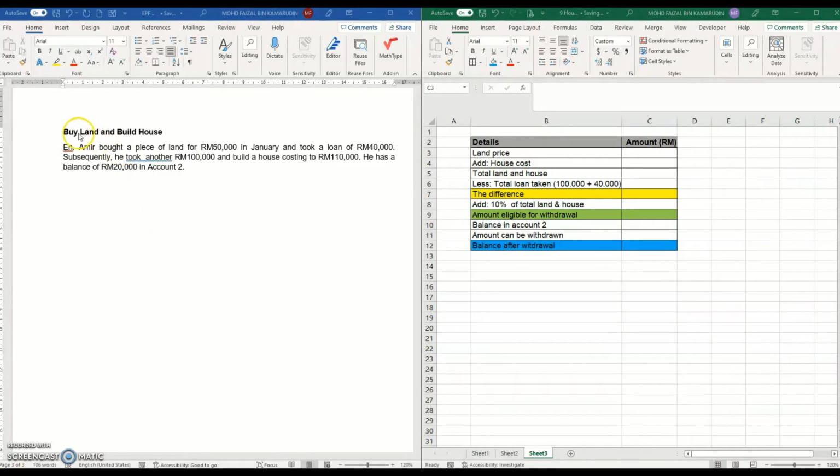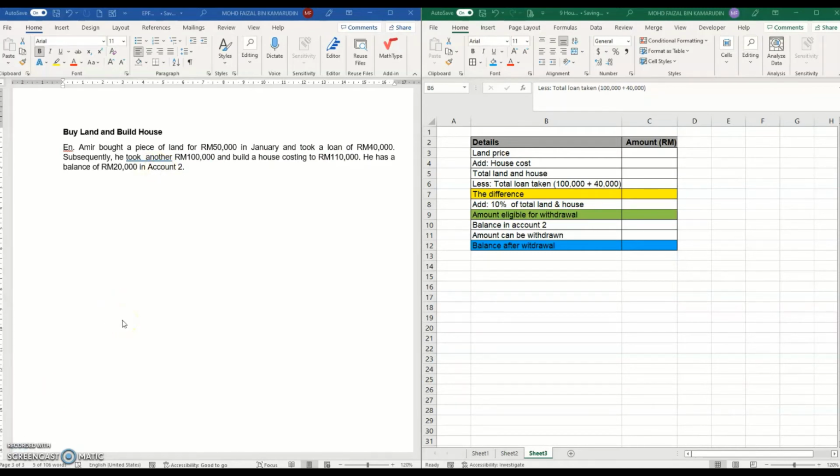Next, we will look into buy land and build house. How do we solve this situation? Encik Amir bought a piece of land for 50,000 in January and took a loan of 40,000 for this land, and then subsequently he took another 100,000 and built a house costing 110,000. He has a balance of 20,000 in account 2 again.